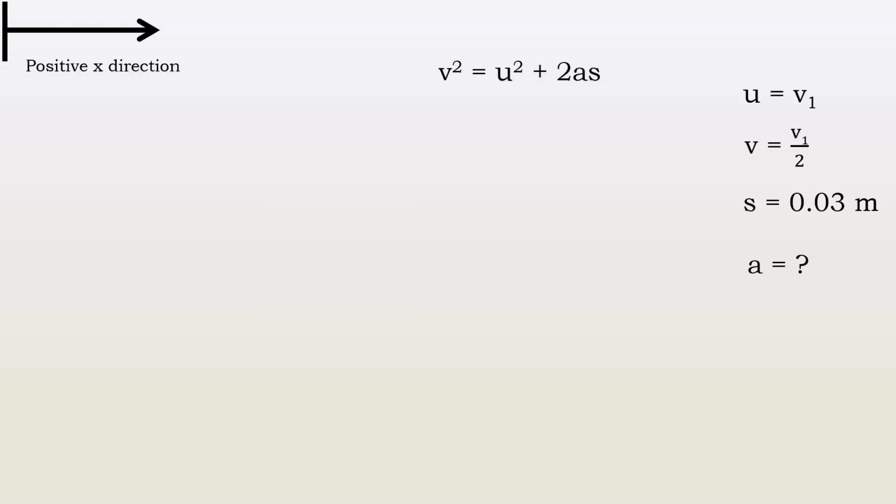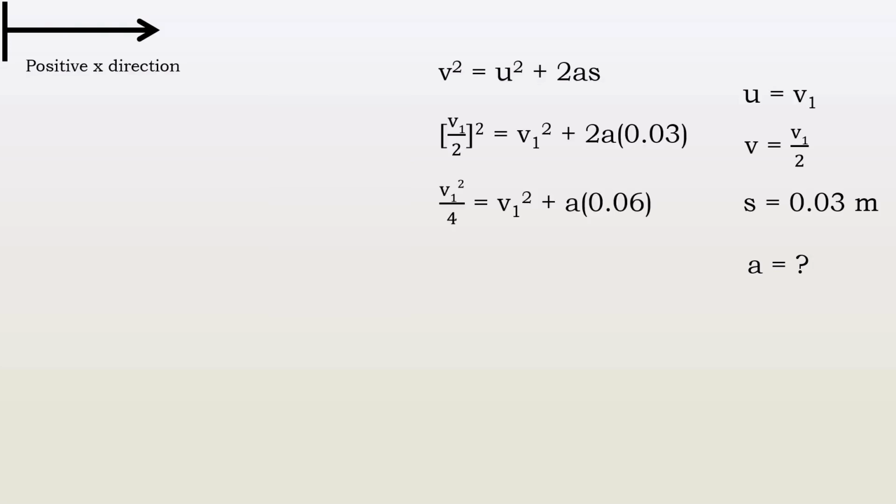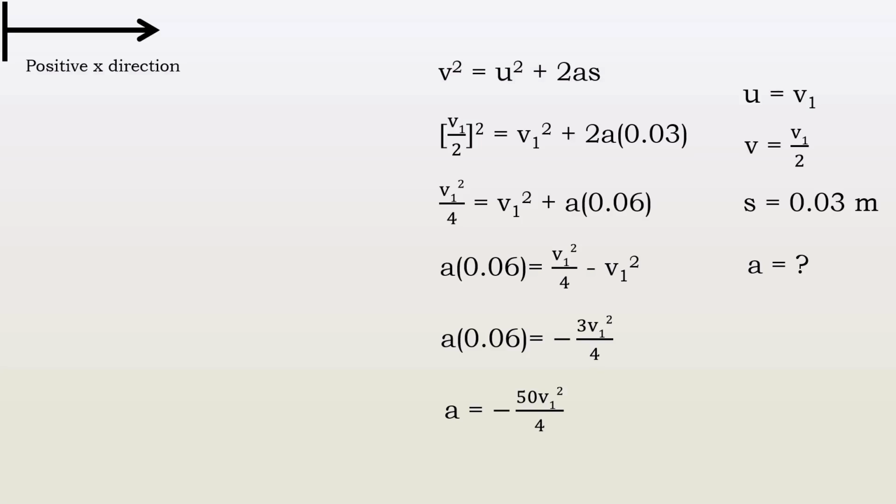Substituting the known values into the equation and simplifying, we obtain the expression for the acceleration. Notice that the acceleration comes out to be negative, exactly as expected, because it acts opposite to the direction of motion. In other words, it is a deceleration. At this stage, don't worry that we still don't know the value of the initial velocity, v1. That's perfectly fine. In the next step, you'll see that it cancels out completely, allowing us to find the answer without ever knowing its actual value.